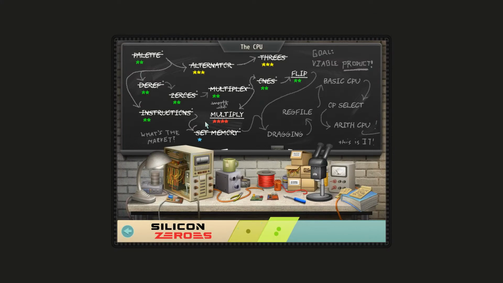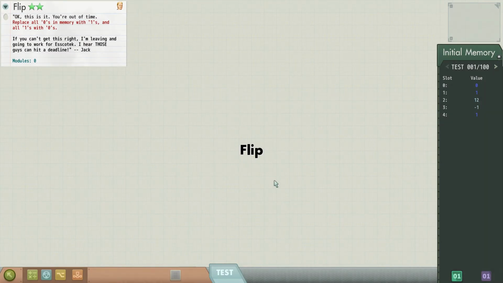Oh, we can do flip before we do... Oh, I see. Multiply is kind of an optional one here. Oof. Alright, I'm scared. I don't want to do one of these. I think we're getting sort of close to the end of the video. I don't want to dive into something too complicated. Okay, this is it. You're out of time. Replace all zeros with ones and all ones with zeros.